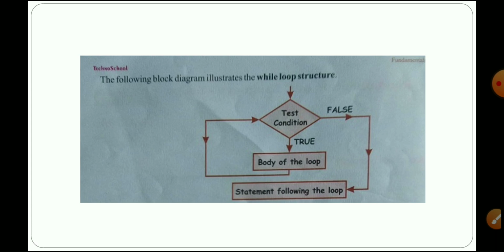Next one, the flow of control. In a flow chart, first we have to check the test condition. If the condition is true, it will execute the body of the loop. Then it repeats, going back to the test condition. I already told you, if the condition is true, it will test one more time, repeating the condition until the condition is false.